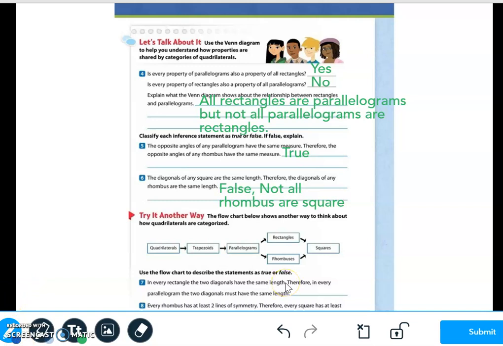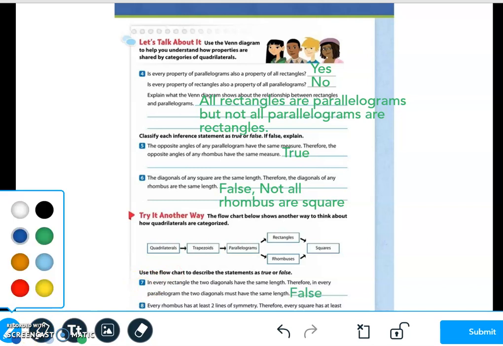We know this answer would be false because here we already see that our parallelograms go into our rectangles and our rhombus, and we know our rhombus does not have the same diagonal lengths. Not all rhombuses are square, so the diagonals will not all be the same length. So we know that 7 is false.